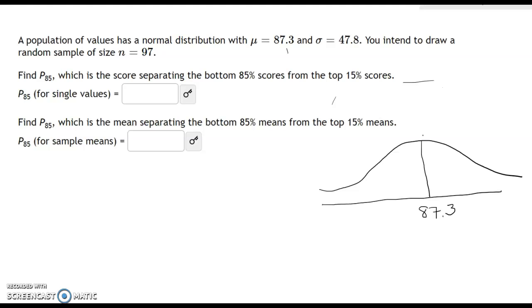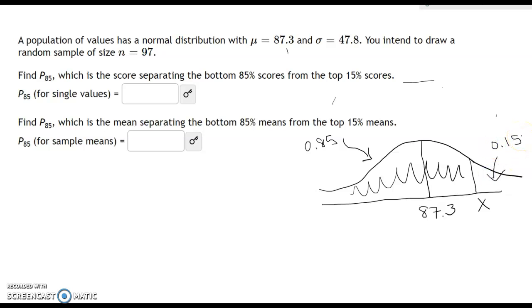Now we're looking for the 85th percentile. So that 85 is the values. Now we're looking for an x value that separates the bottom 85% from the top 15%. Let's see if I can sketch that. So I have some value x here, such that this shaded area is 0.85. And that separates the bottom 0.85 from the top 0.15.